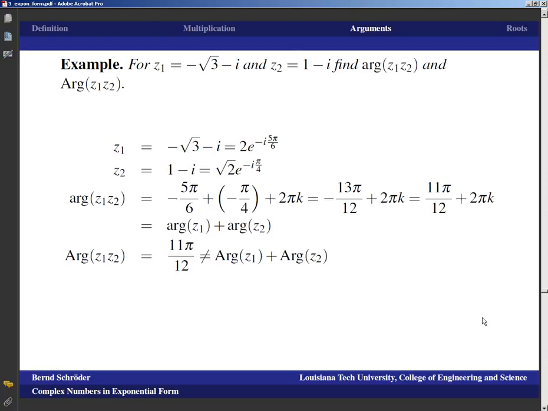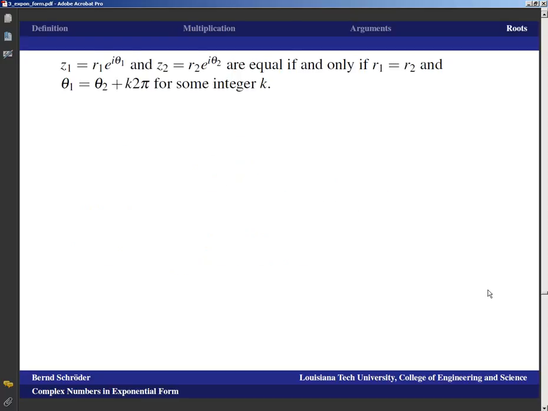So we need to be careful when we work with arguments. If we really are looking at principal values of the argument, then certain laws that we would like to have actually have to be taken care of a bit more carefully than if we go with the lowercase argument, which has the multiple values. Okay, now let's talk about roots.